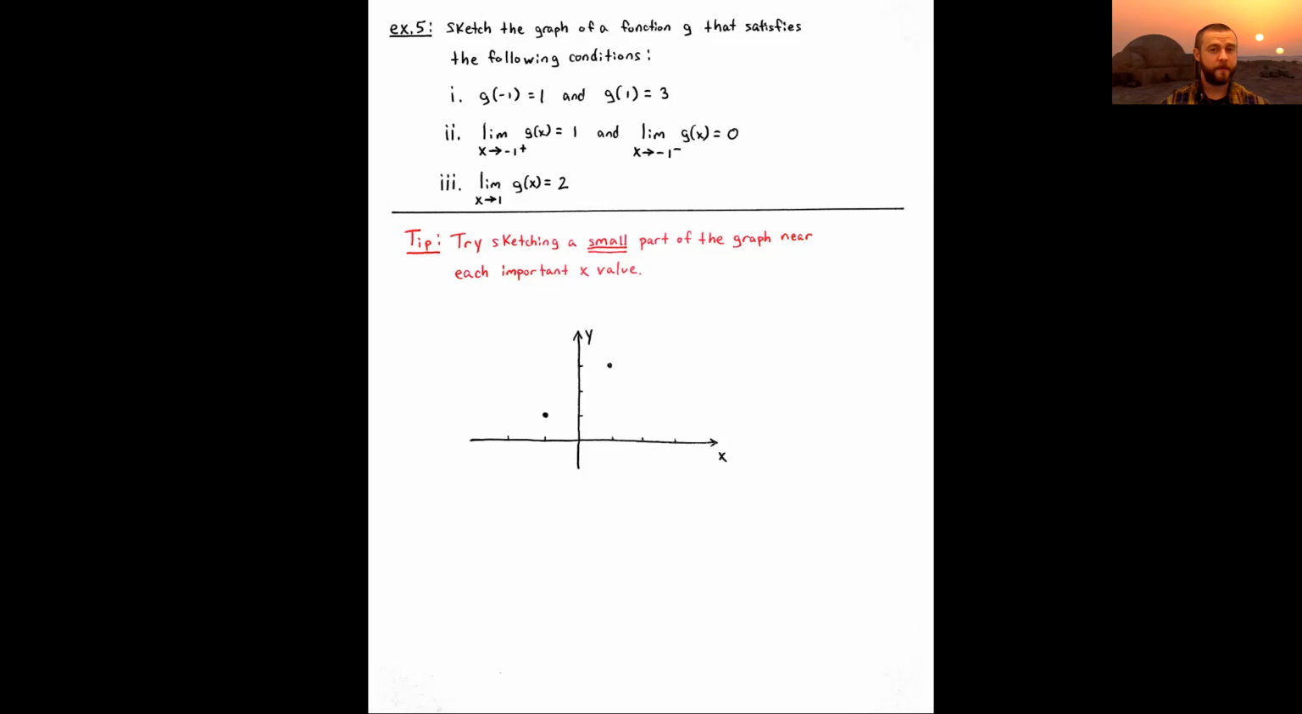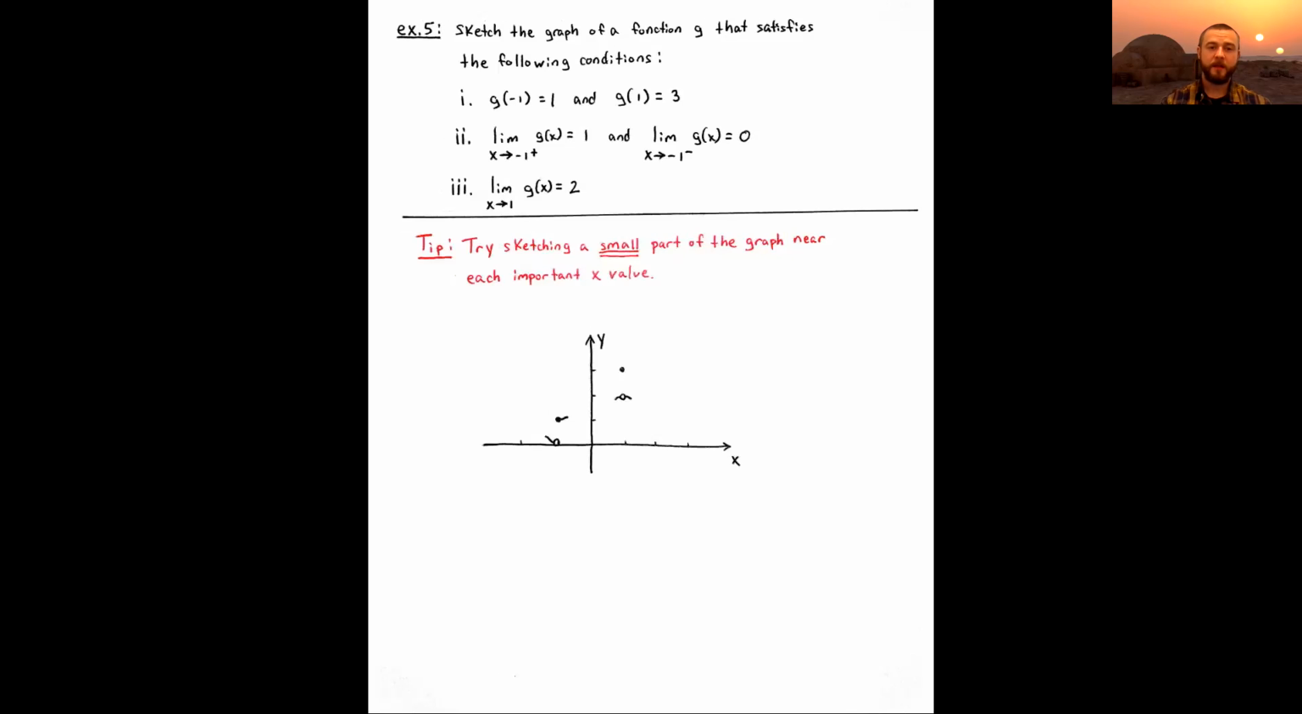All right, condition 2 is telling us something about a limit towards -1 from the right and left. So let's take a look at -1, and we're just going to draw a small portion of the graph. Now, as we approach -1 from the right, we're getting close to the y value 1. So I have a small part of the graph getting close from the right towards y coordinate 1. And when we approach -1 from the left, the limit is 0, which is below.